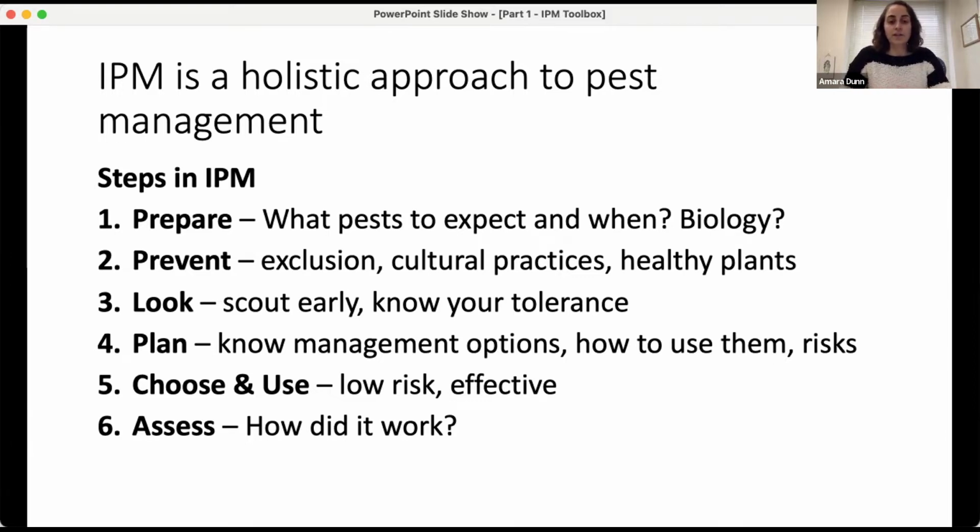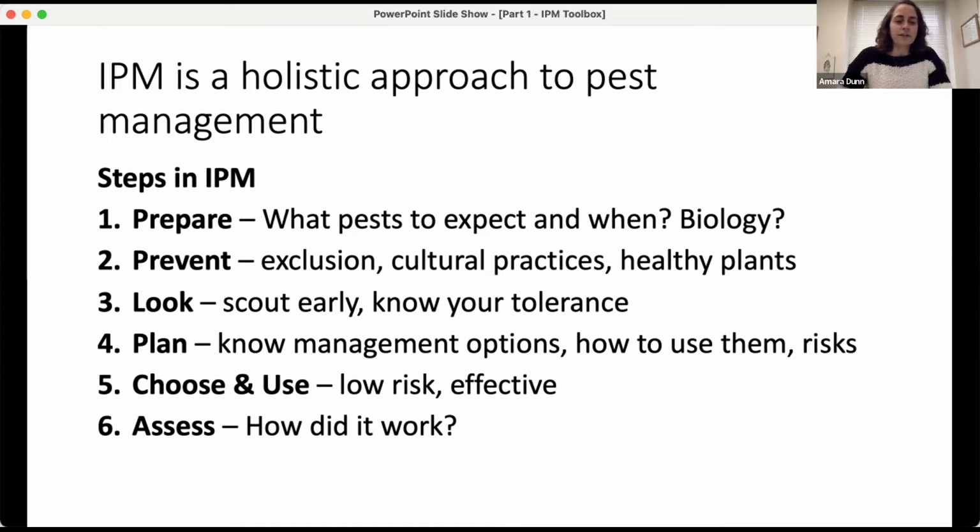Looking to know when and if you have pests is a really important part of IPM. So scout early and know what level of pests or damage from pests you can tolerate. And we'll talk some more about scouting in a little bit. Step number 4 is making a plan. So knowing what your management options are if you find pests and they're exceeding your tolerance or your threshold, making sure you know how to use those management options and what the risks are. And these management options run the gamut from cultural practices up to chemical pesticides. And there's different risks with all of those practices: environmental, human health, and economic risks.